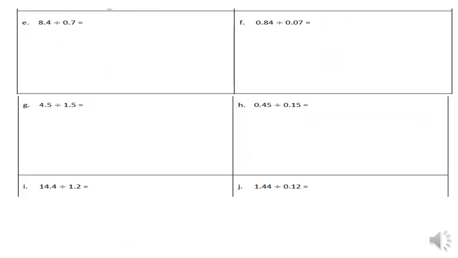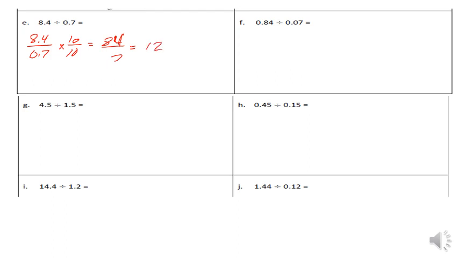On E, we're going to rewrite it as a fraction, 8 4/10 over 7/10. We only want to move 1, so we're going to multiply by 10. So it'll be 84 divided by 7. Now, I know that 7 times 10 would be 70, 7 times 11 would be 77, so 7 times 12 would be 84.